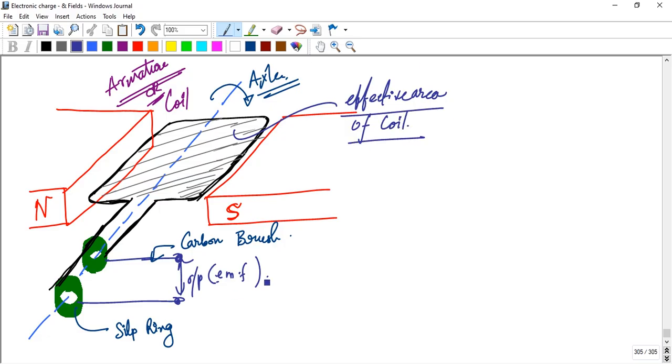So Nikola Tesla described that there is an induced EMF or current in a loop. These are the loop or armature here.